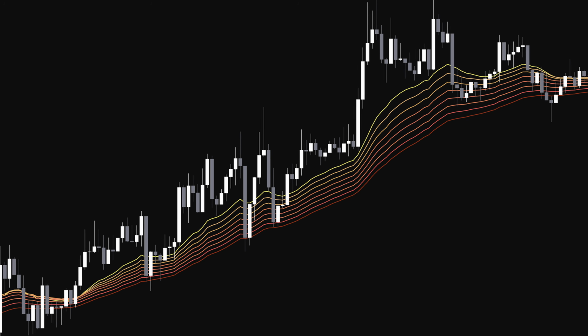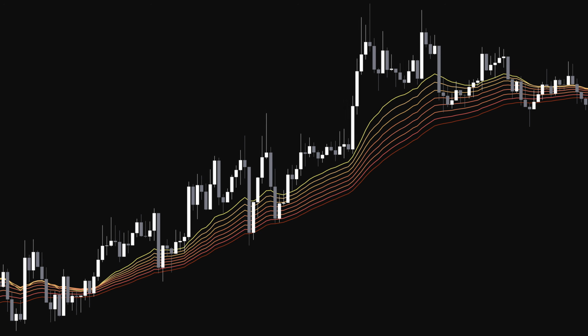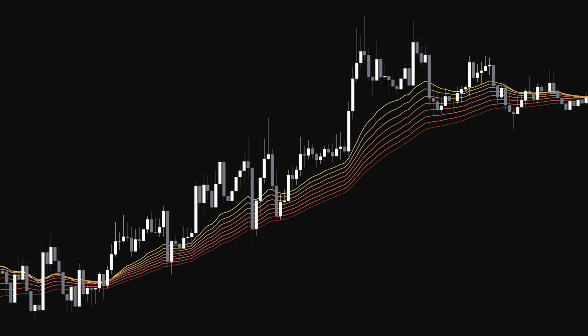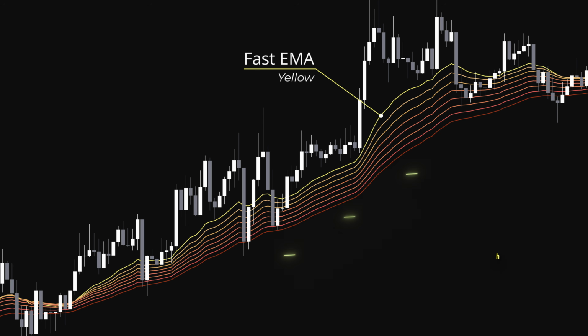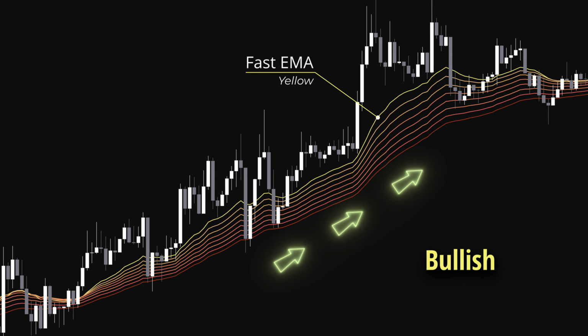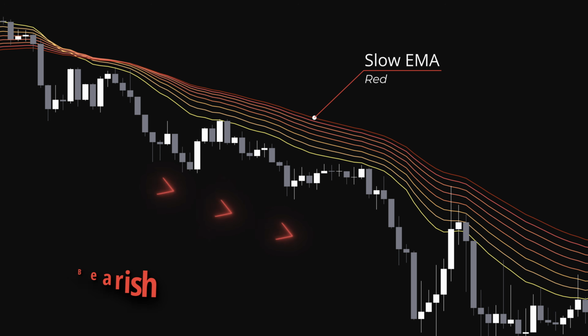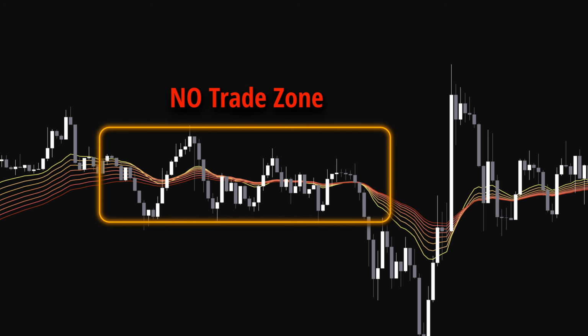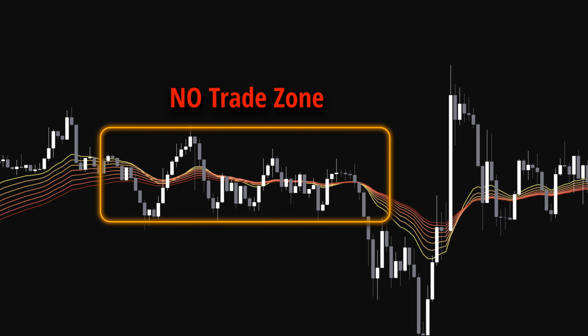The simplest way to use this ribbon is as a trend filter that decides which trades you're even allowed to consider. The rule set is short. When the yellow average sits on top and every line below it stacks in order down to dark red, the ribbon is fully bullish. You only look for longs. When the stack inverts, dark red on top and yellow underneath, you only look for shorts. If the lines are tangled and crossing through each other, you don't trade.